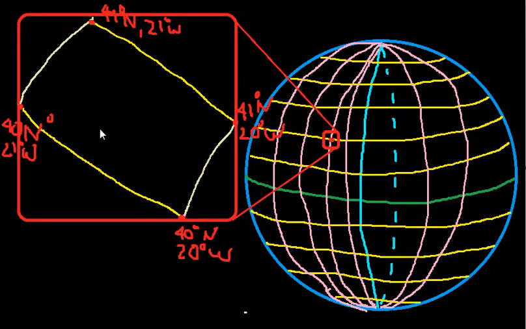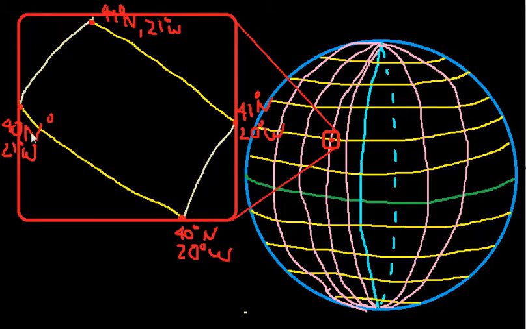Fortunately for us, though, we have a way to determine the location of all the points that are within here. And how do we do that? Well, scientists have divided each degree of latitude and each degree of longitude into smaller parts, and these are called minutes and seconds. So there are 60 minutes per each degree of longitude and per each degree of latitude.